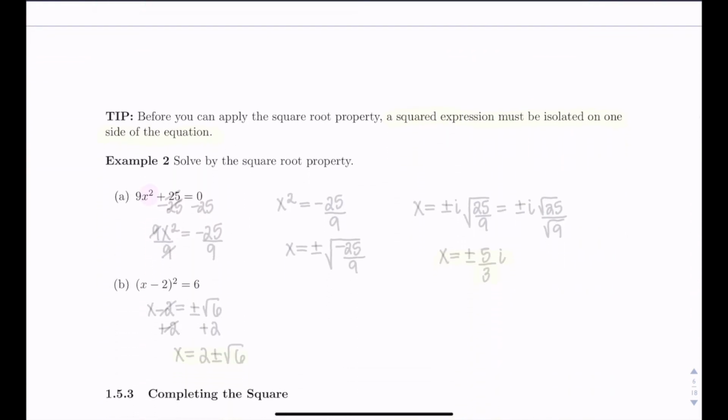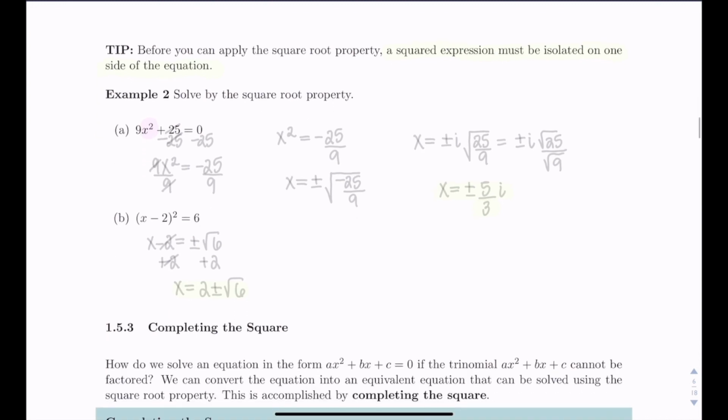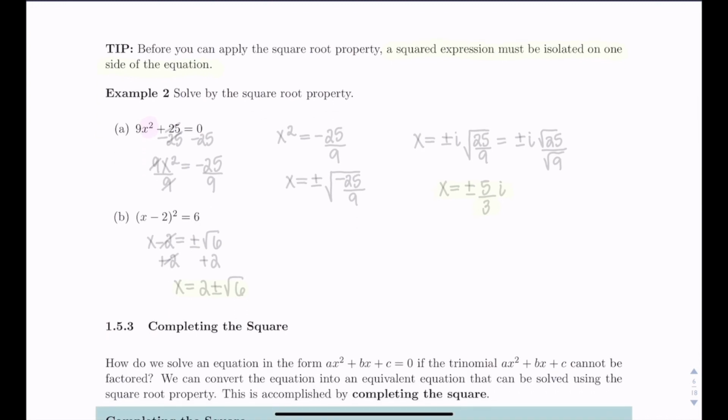We can also write this as plus or minus square root of d. Before you can apply the square root property, a squared expression must be isolated on one side of the equation. So let's try this with example 2. We want to solve by the square root property. We need to have the squared piece completely by itself on one side. So our squared piece is the x squared portion. So that needs to be completely by itself on the left-hand side before we can take the square root.